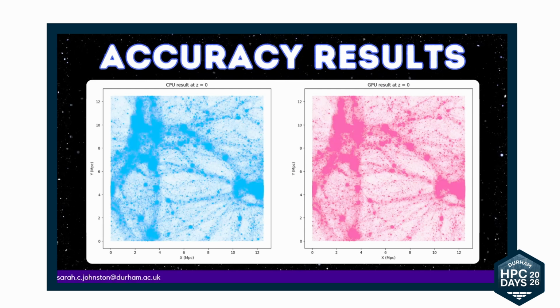I always like to say spot the difference between these two, and then some smart aleck always goes, oh, well, one's blue and one's pink. But what I mean to say is if you look at the kind of structures that we're producing in both of them, you'll see that we are producing the same structure. So our gravity is working on GPU, which is really important to us.